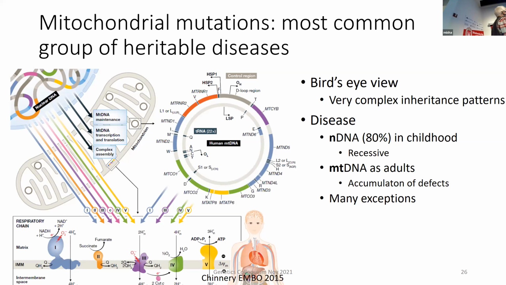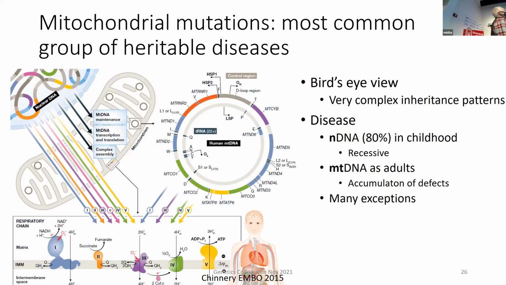And that's important because it first of all generates a very complex inheritance pattern for mitochondria. It took a long time to start understanding what's going on there. 80% of the diseases are caused by mutations in the nuclear DNA.